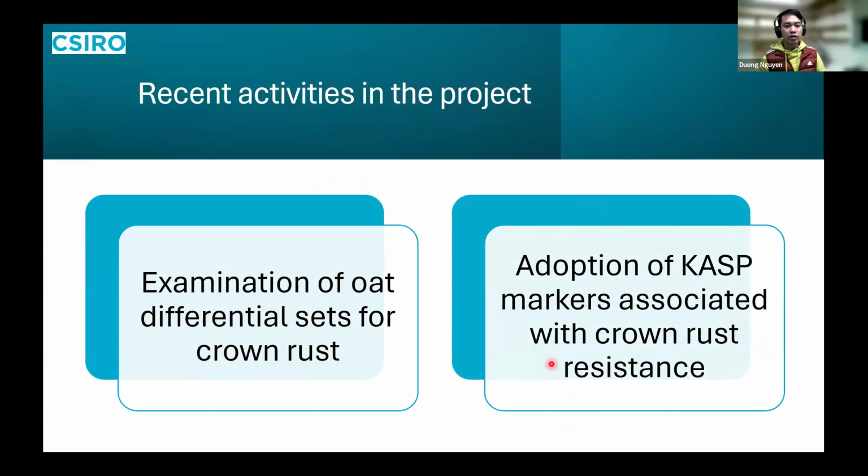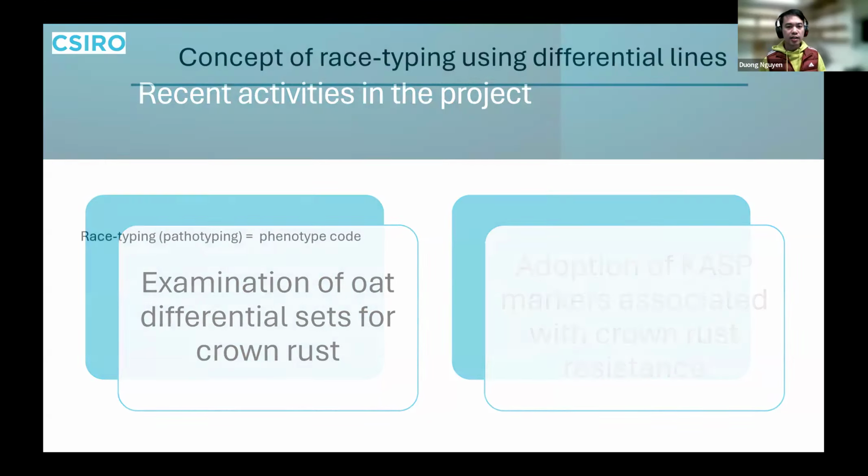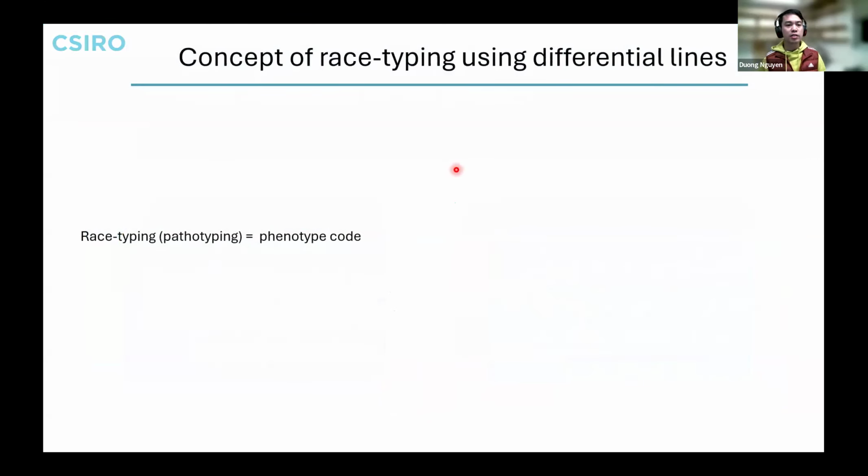So now I'm going to talk about the two main parts of my presentation. The first one is the adoption of the CAPS markers associated with crop rust resistance, and the second part is about examination of the oat differential set for crop rust. So what is the differential set and what is it used for? It's a concept of race typing using differential lines.